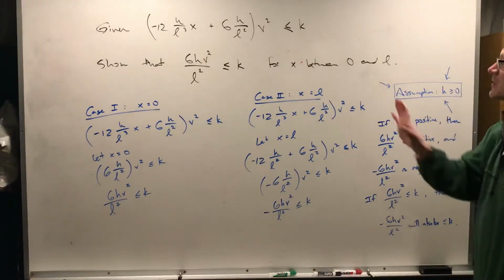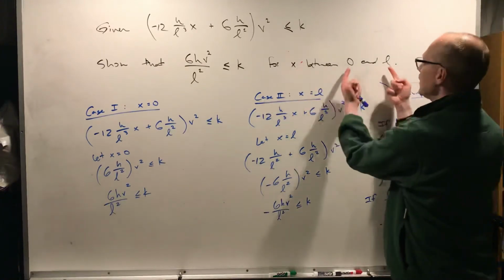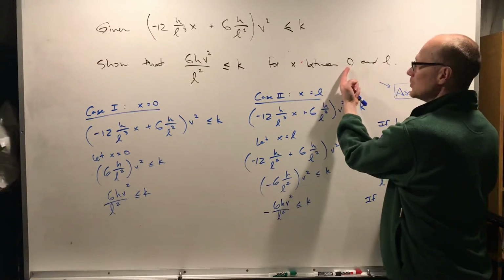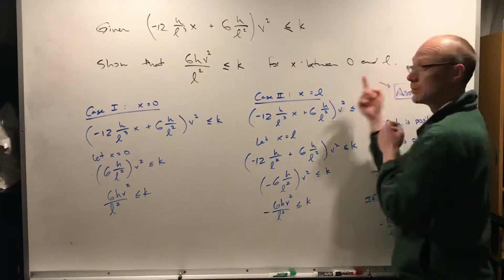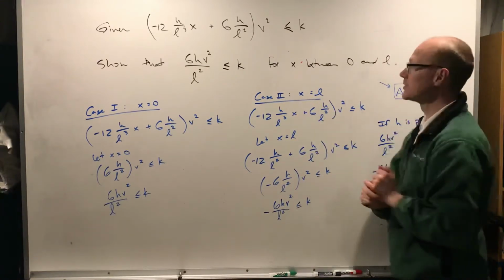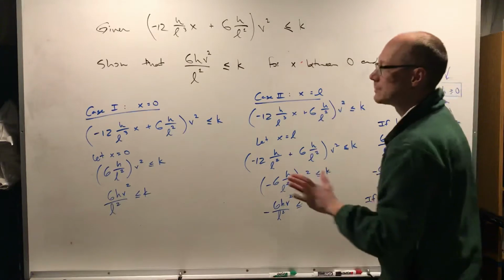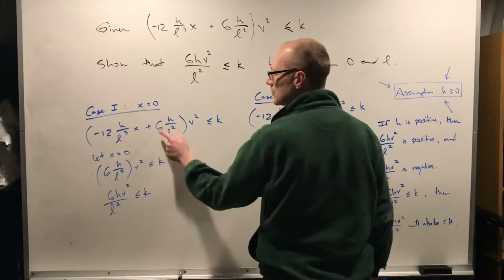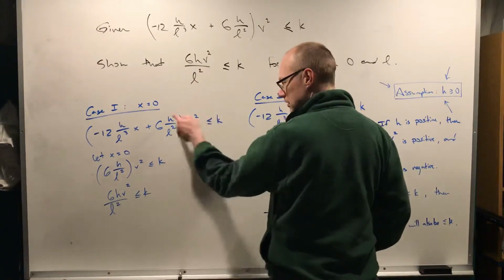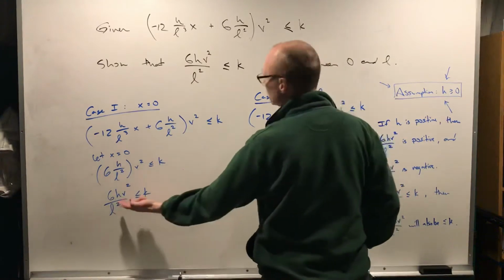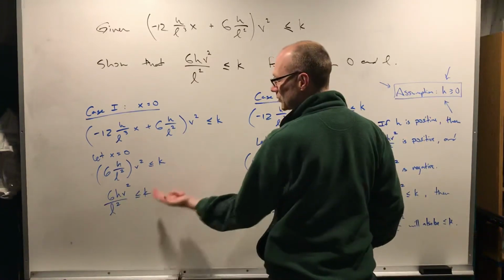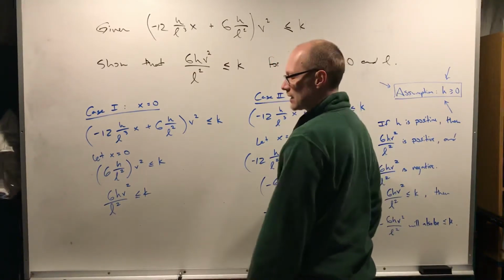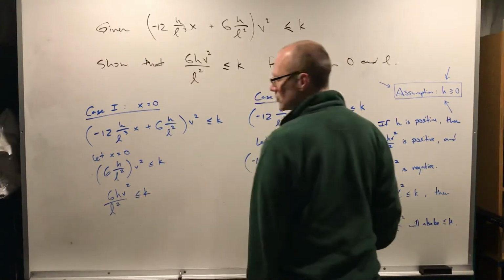If that's true, then let's take a look at this for x between 0 and L, with case number 1 being, let's let x equal 0. Case 2, let's let x equal L. And those will be the extremes of this case. Well, if x equals 0, it's pretty clear that this portion just drops away, and you're left with 6h times v squared over L squared being less than or equal to k. You're left with the exact thing that you're hoping it would be. So that's pretty basic right there. You know that this is going to be true.